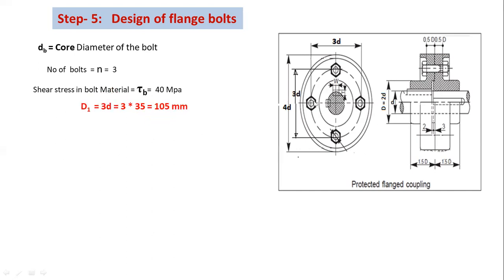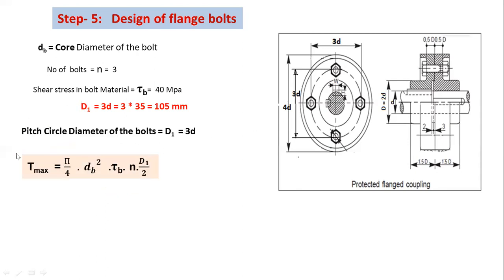And here D1 is the pitch circle diameter of the bolt. That value is equal to 3D, equal to 105 mm. Now we already know that D1 equal to 3D. Here this is the formula for torque transmitted by the bolt materials. Torque transmitted by the bolts equal to maximum torque equal to 5 by 4 into dB square into tau B into N into D1 by 2.